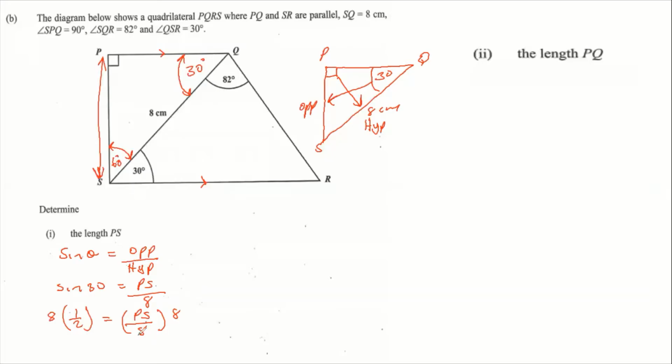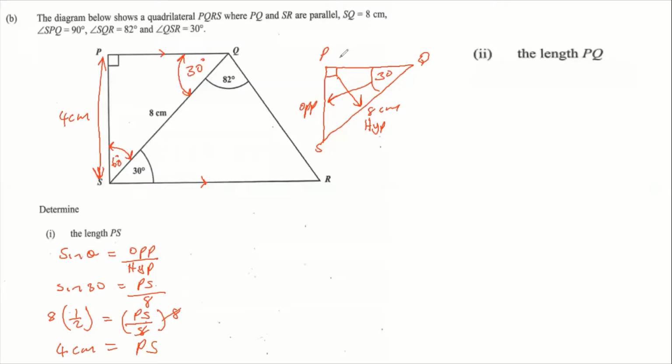So here you can see that 8 will cancel out 8. That leaves us with PS. So what's half of 8? That's just going to be 4. Remember your unit, centimeter. So PS is 4 centimeter. We are finished. So we find this part of it. It's just 4 centimeter. That wasn't so hard. What else did they ask us for? They asked us for the length of PQ.